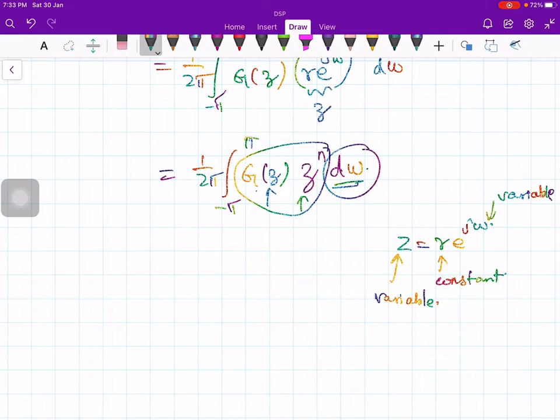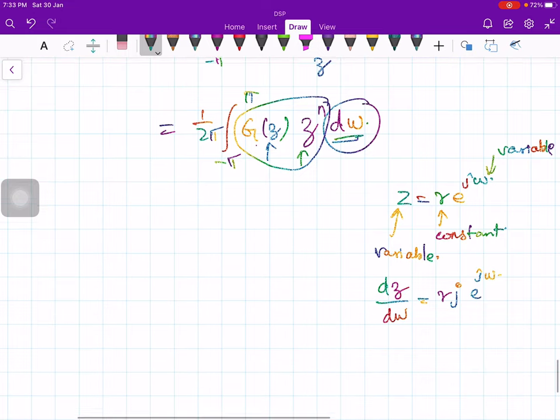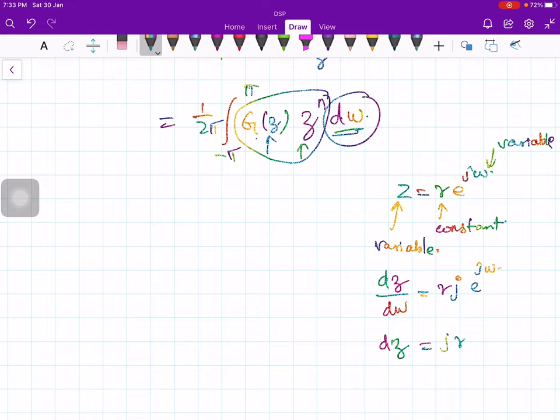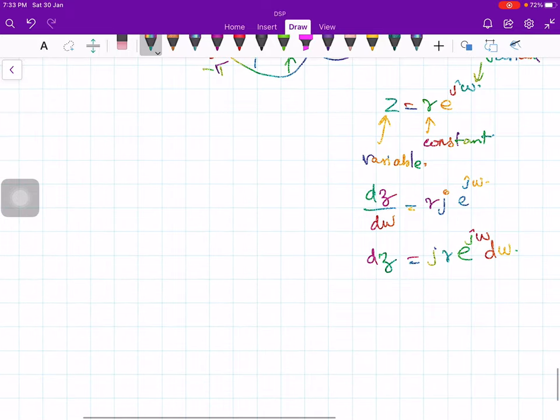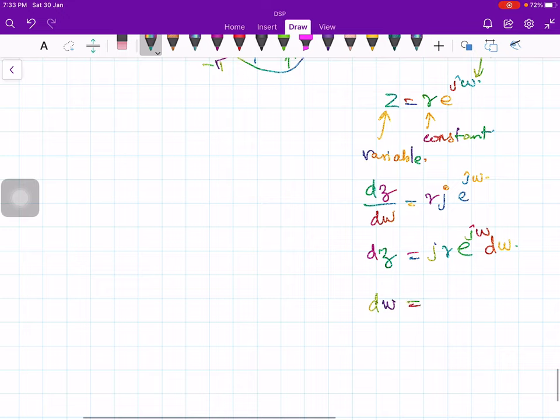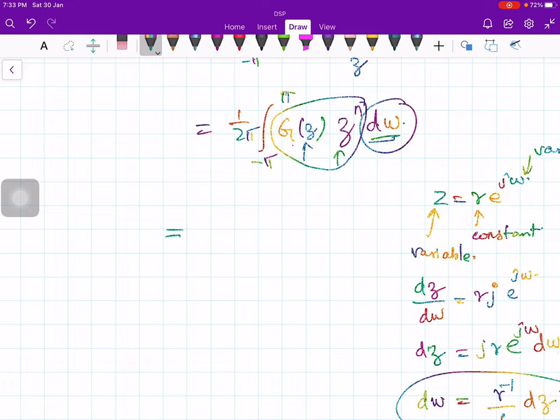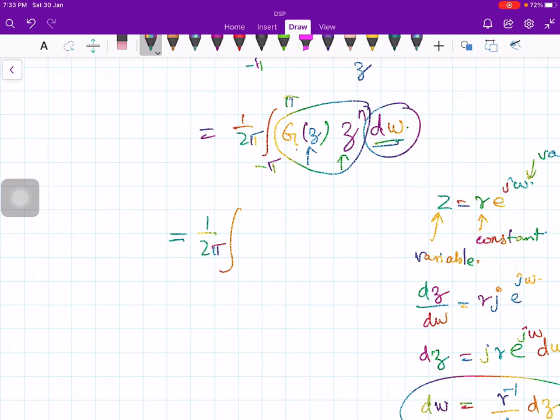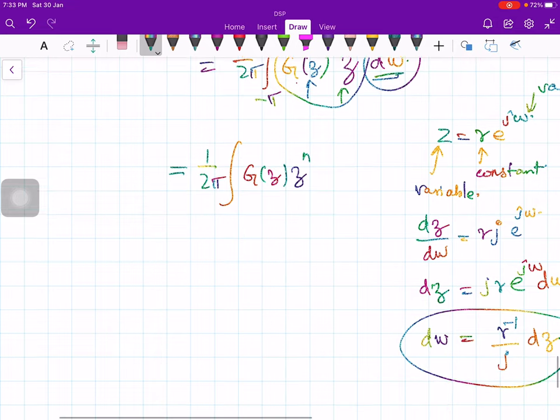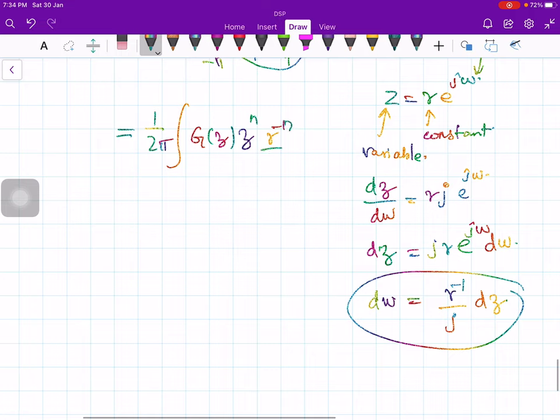Therefore, you differentiate with respect to omega: dz over d omega is equal to r times j times e to the j omega. Therefore, dz is equal to j times r times e to the j omega d omega. Okay. Therefore, what is d omega? D omega is equal to r to the minus 1 divided by j times dz. So this is what I got now. Now I substitute in this integral, 1 by 2 pi integral of g of z, z to the n, d omega is r to the minus n by j dz.